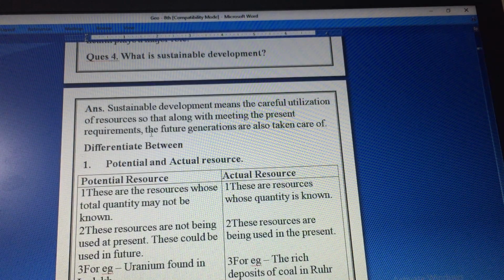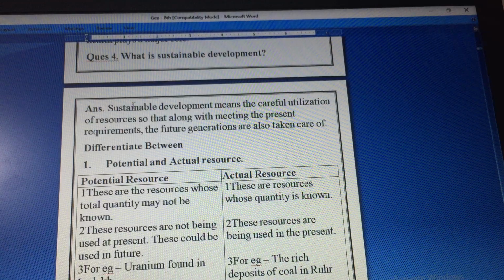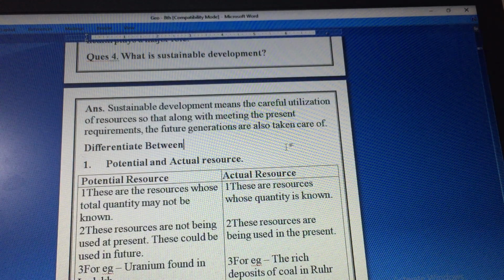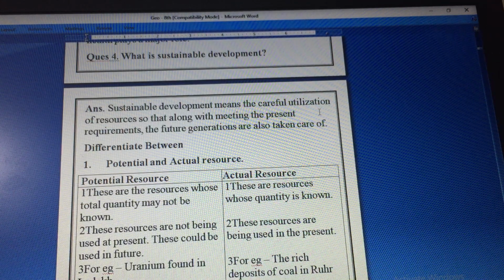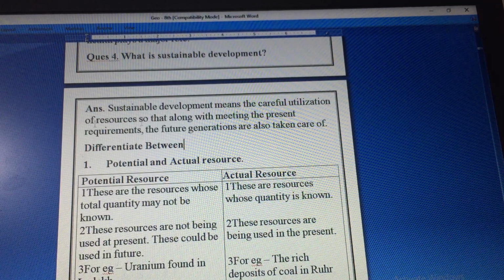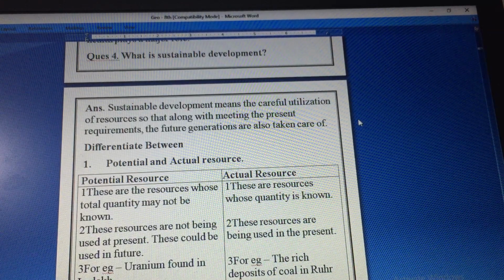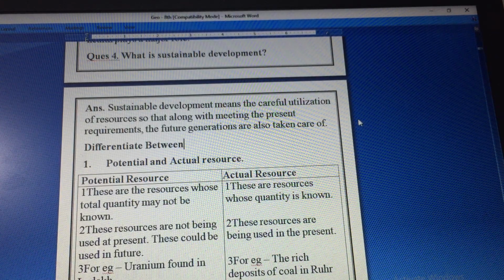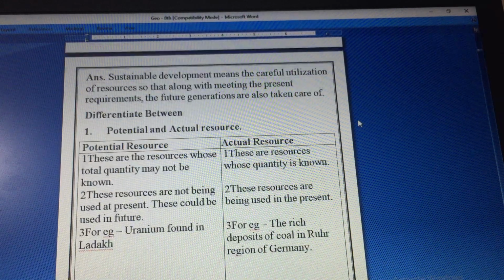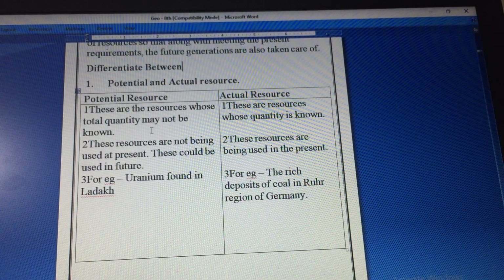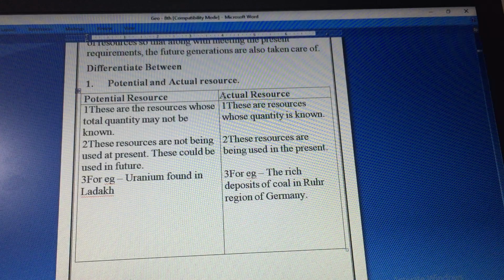Next question. What is sustainable development? This also we have already discussed. We'll discuss it again. Sustainable development means the careful utilization of resources so that along with meeting the present requirement, the future generation can also be taken care of. So, in sustainable development, we try to meet the needs of our current generation, plus we take care of our future generation also, right?